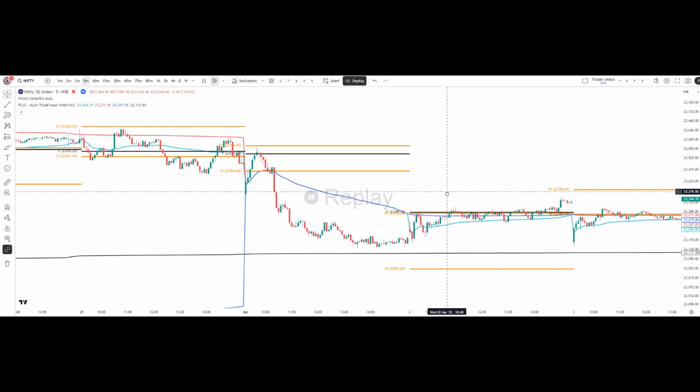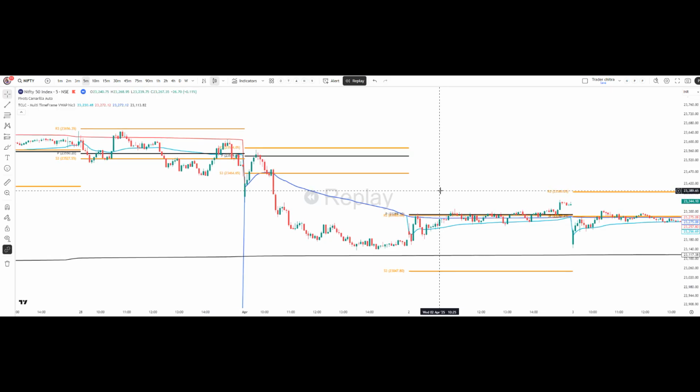So now we can see the indicator, that is the four VWAPs, that is daily, weekly, monthly and the yearly VWAP. The indicator is TCLC multi-time frame VWAP.